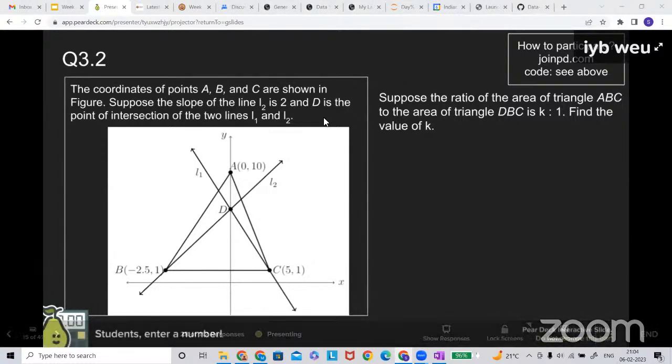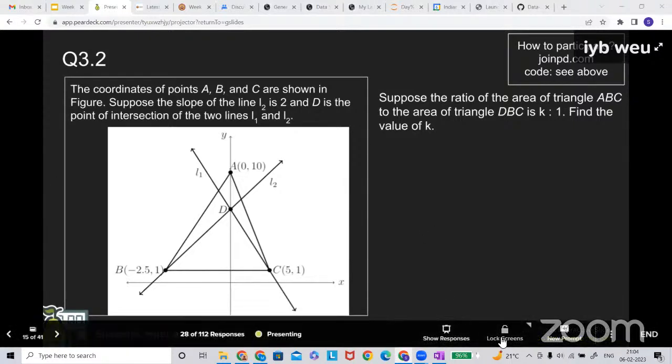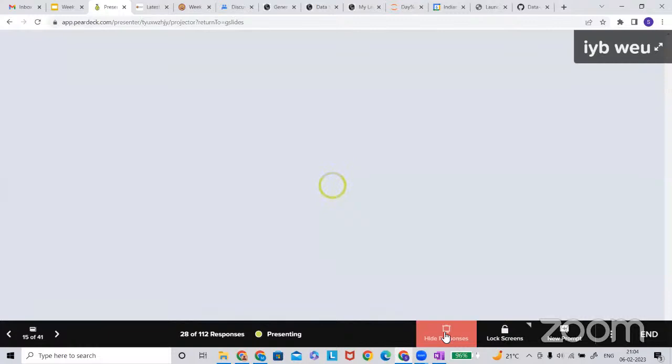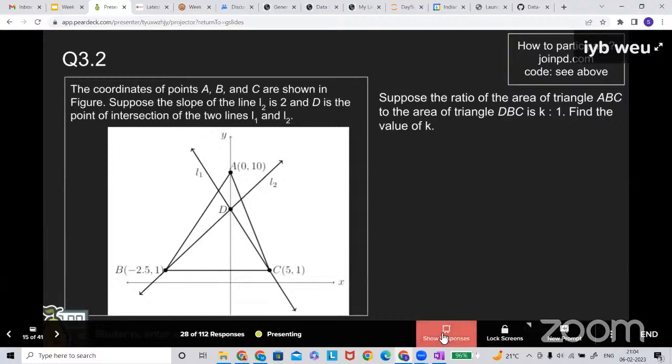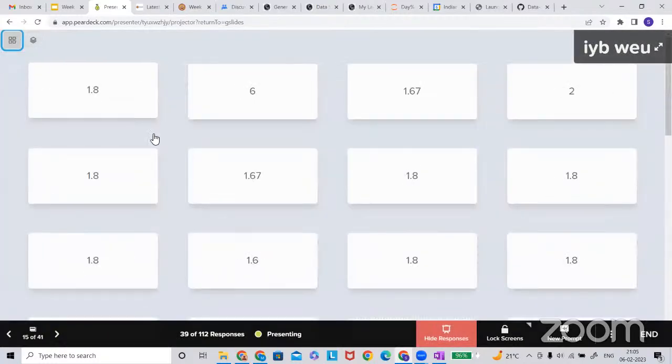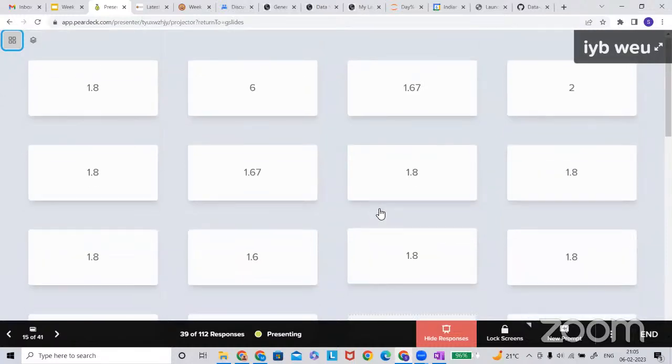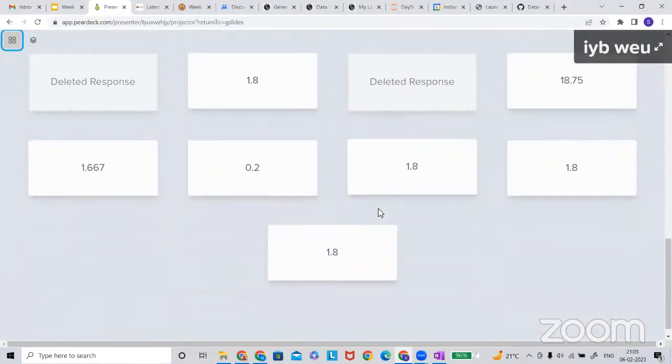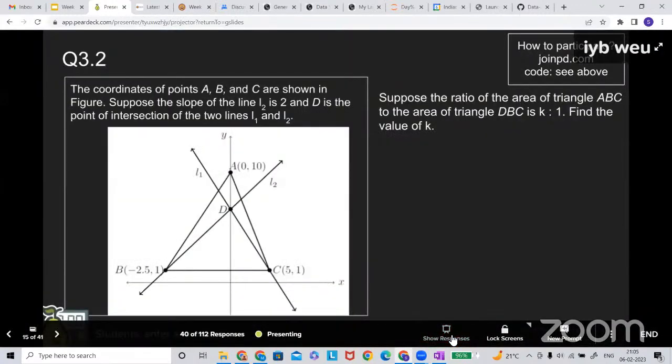Very few responses. Is it too much calculation? No, sir. Let me see the responses. What is the value of K? Done, sir. What happened? Yeah, 1.8 is correct, I think. Okay.